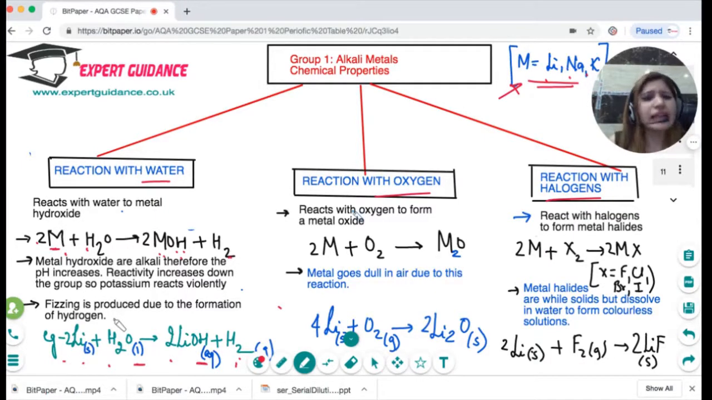Okay, and they can ask you the test for hydrogen. So it's a squeaky pop test. Okay, so metal hydroxide is formed, which is an alkali, and therefore they can ask you what will be the pH. So there'll be an increase in pH. And remember, the reactivity increases down the group. So potassium will react more violently as compared to lithium.